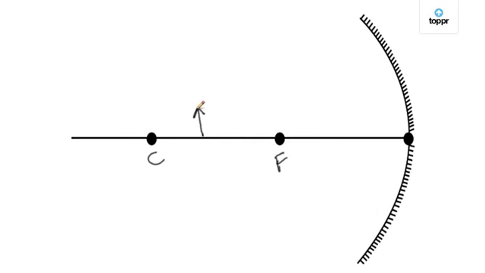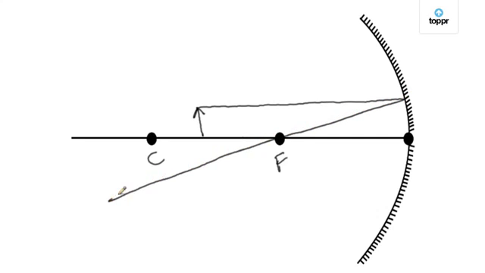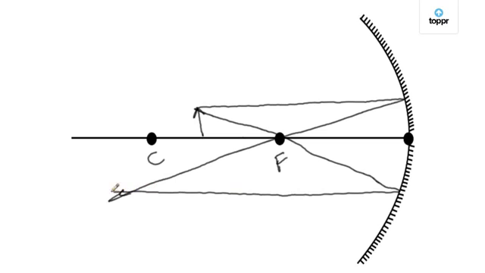Let us now place the object between the center of curvature and the focus. Draw the ray parallel to the principal axis, which after reflection will pass through the focus. Draw the second ray passing through the focus, which after reflection will become parallel to the principal axis. The image we obtain is real, inverted, larger than the object and formed beyond the center of curvature.